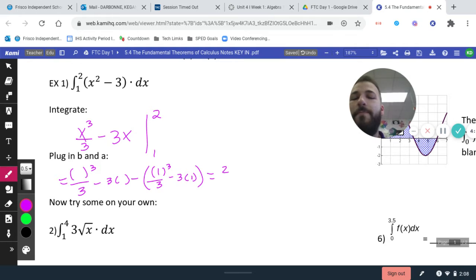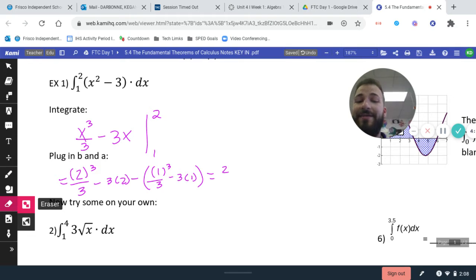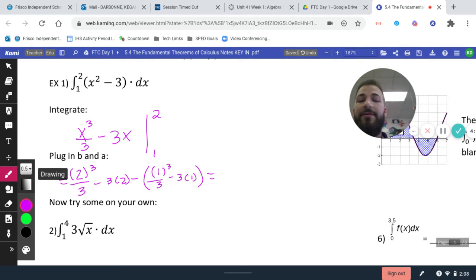Ignore me being absolutely crazy and just plug in 2 in the front. Regardless of that, 2 cubed over 3 is 8 thirds, minus 3 times 2 is 6. Then minus 1 cubed over 3, that's 1 third. And 3 times 1 is 3, but minus makes a plus, so plus 3.